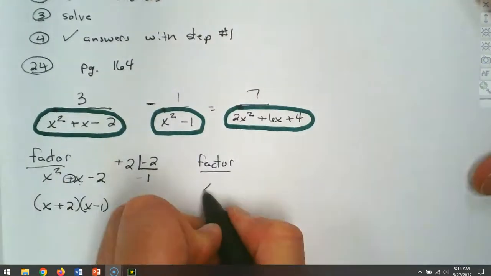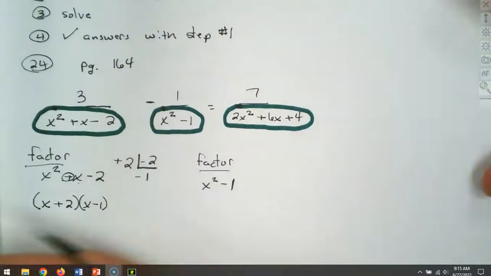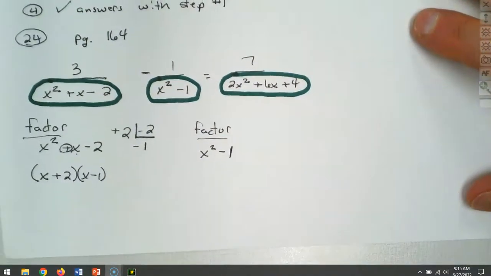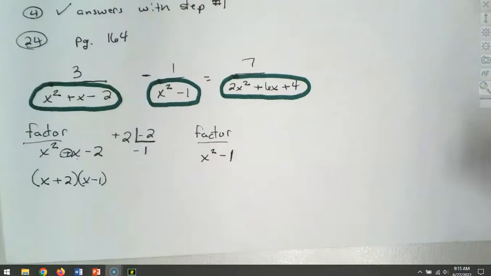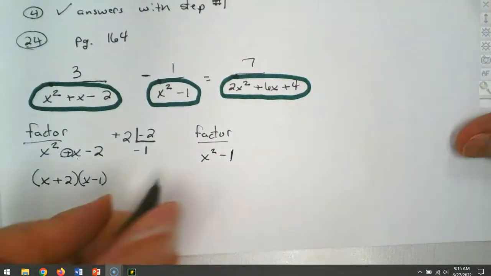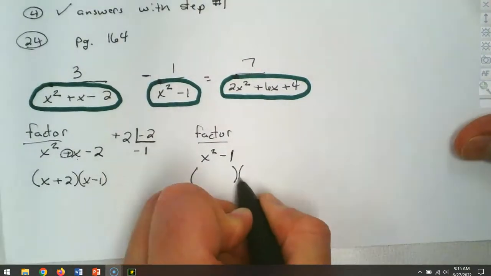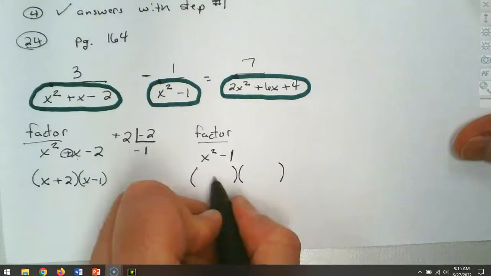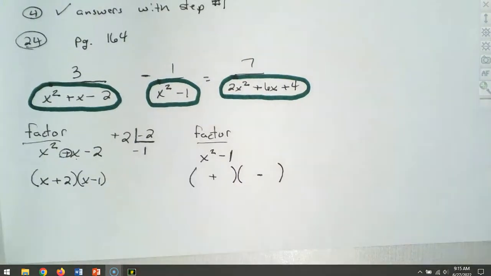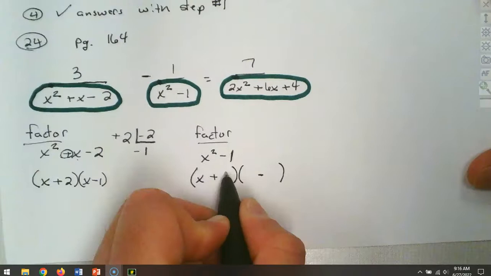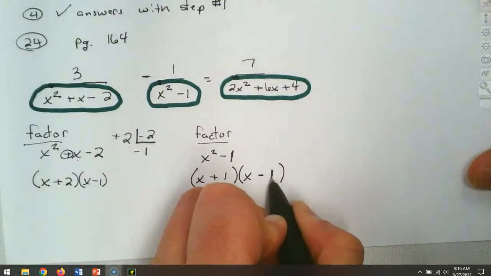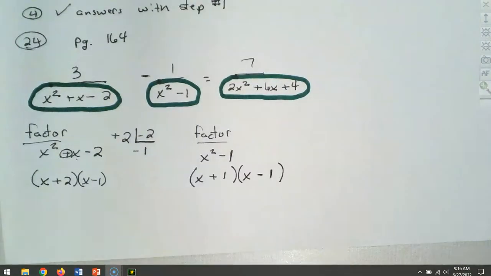Next one, x squared minus 1. Now, we should remember from intermediate algebra that this is a difference of squares. We're not solving it. We're not setting it equal to 0. We need to factor it. So when we look at this as a difference of squares, 1 is a perfect square, right? And x squared is a perfect square. So we can split this up into x plus 1 and x minus 1, right? Because it's a difference of squares.